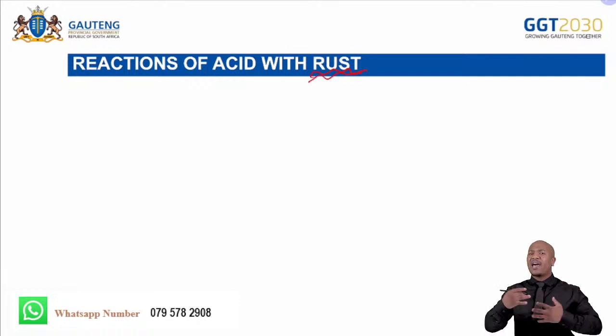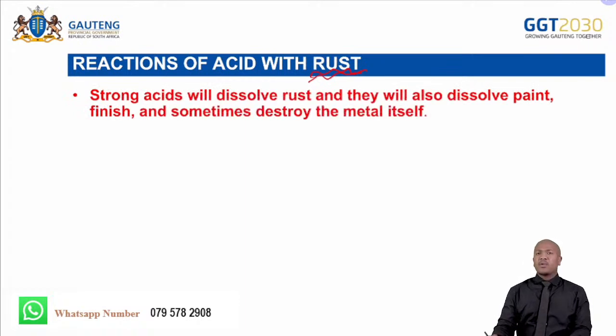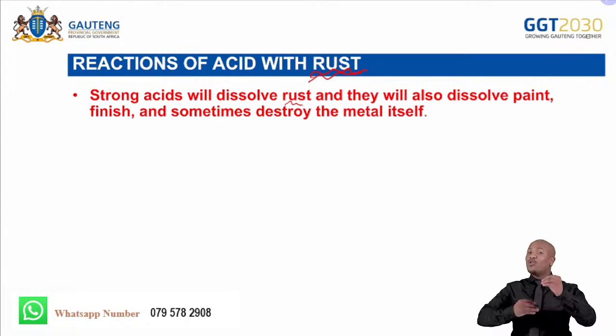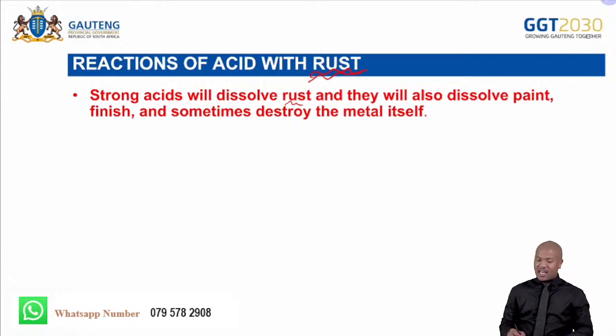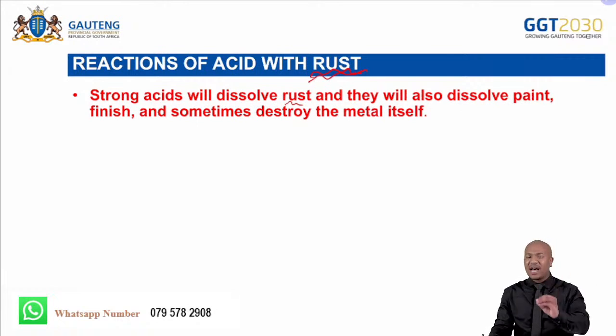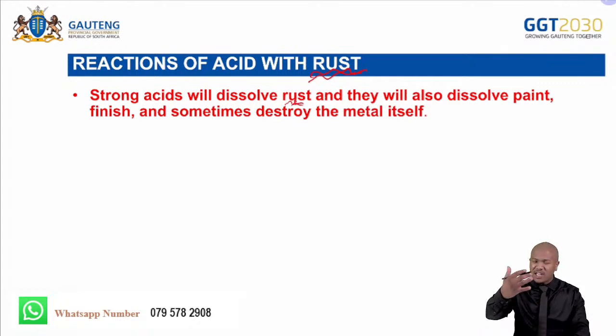So you want to see what happens when acids react with rust. So now, this can happen. Strong acids can dissolve rust, right? What does this mean? It means that we can use some acids to clean off rust. But depending on the strength of an acid, they can also dissolve paint, finish, and sometimes destroy the metal itself. So it depends on the strength of what? Of an acid.